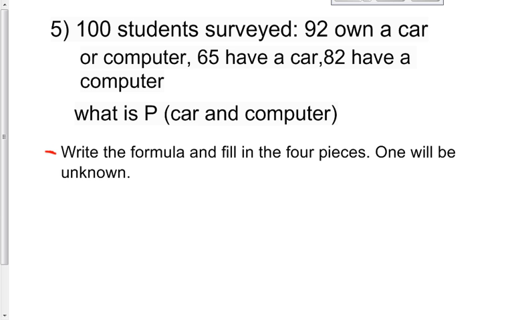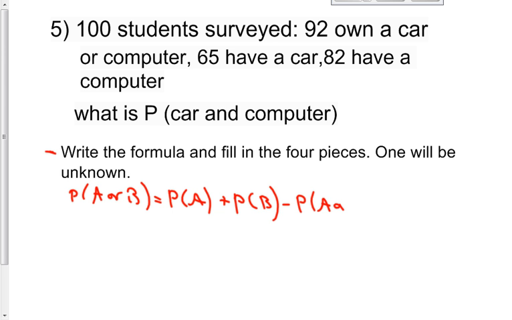So we need to write the formula. P, A or B. Oops, wrote that wrong. P, A or B is equal to probability of just A plus probability of just B minus the probability that it is A and B at the same time. So those are the 4 places that I need to fill in the blanks. Now I'm going to take my numbers that they gave me, fill them in. I'm not going to have one of them, and I'm going to need to solve for that x.